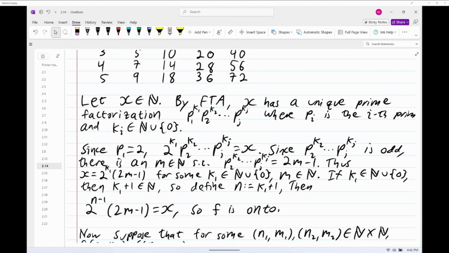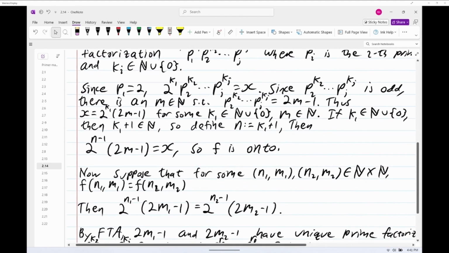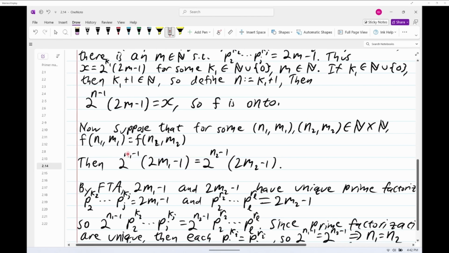And now we need to show injectivity. So we start out by supposing that for some elements in the domain, N cross N, f of n1, m1 is equal to f of n2, m2. That just means these outputs are the same. We want to show that these two inputs are then equal. 2 to the n1 minus 1 times 2m1 minus 1 is equal to 2 to the n2 minus 1 times 2m2 minus 1. That's just the definition of f.